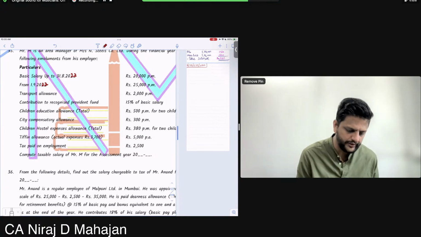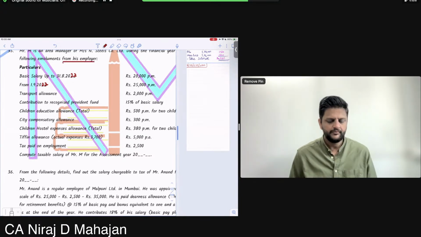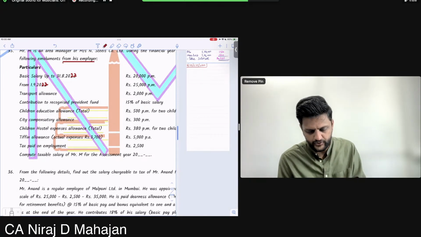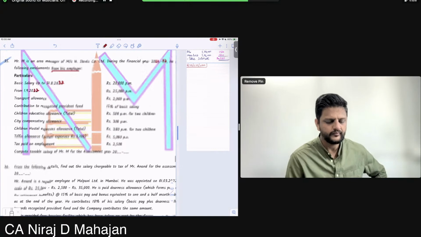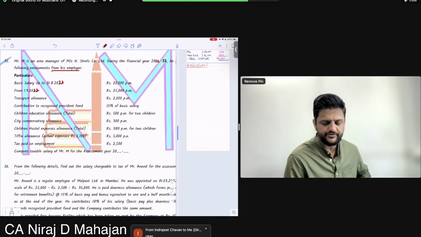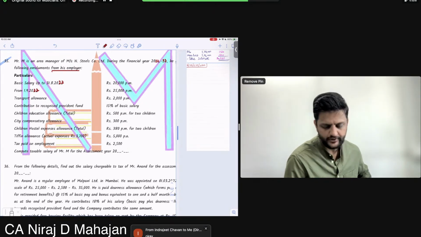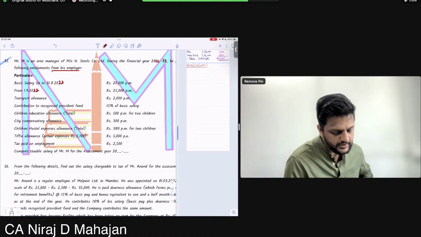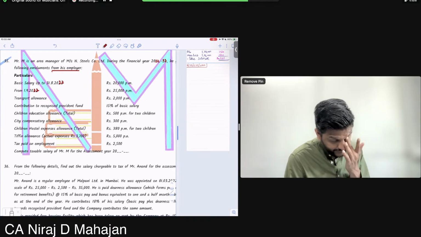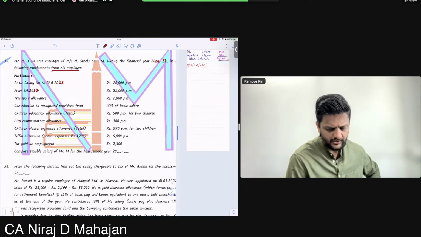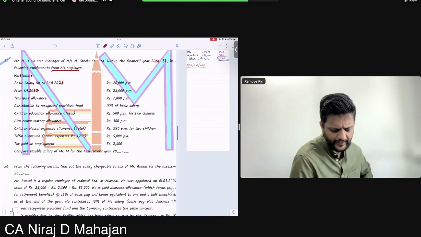Underline the words, from his employer. Means that 15% of basic is whose contribution, employer or employee? It is the employer's contribution. Children education allowance, totally receives rupees 500 per month for 2 children, in totality, not each. It is for both the children together. City compensatory allowance. Children hostel expense allowance, total 380 he gets for 2 children. Tiffin allowance, actual expenses 3,700, but he gets 5,000 per annum. No problem, it is per annum.